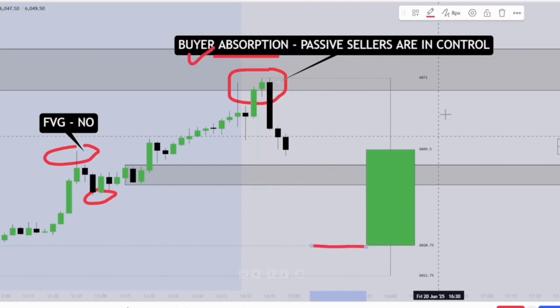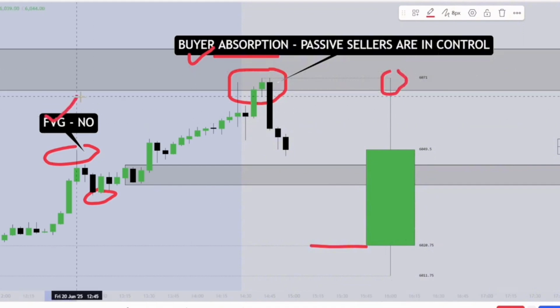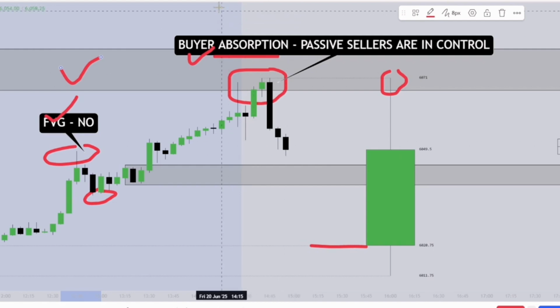We are way above the daily opening price. We're looking to catch this wick. And we've also entered a fair value gap, which is just over here. So these are the concepts we are looking for, which constitute the end of a trend.